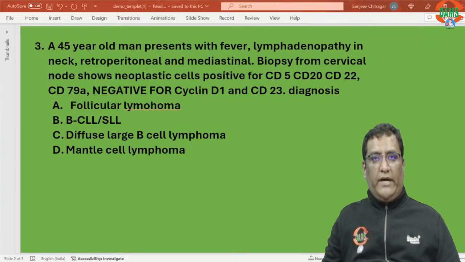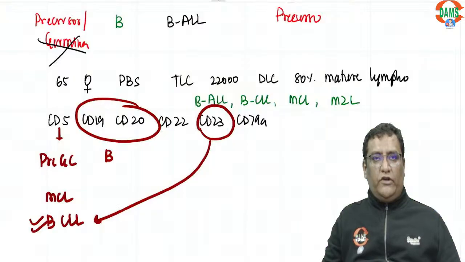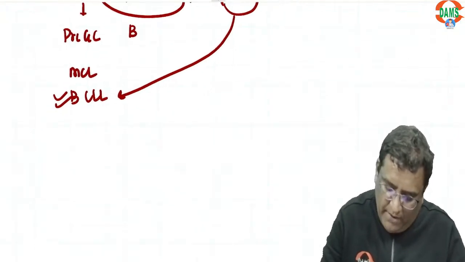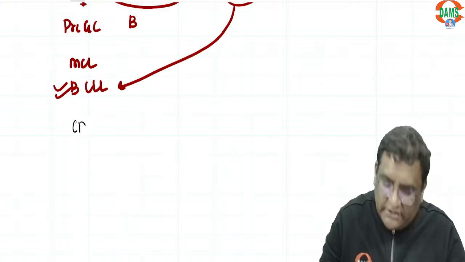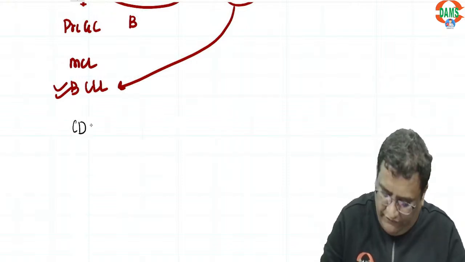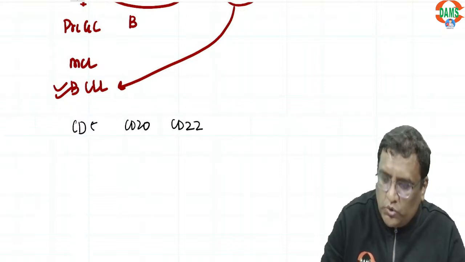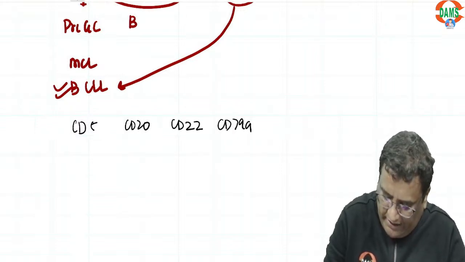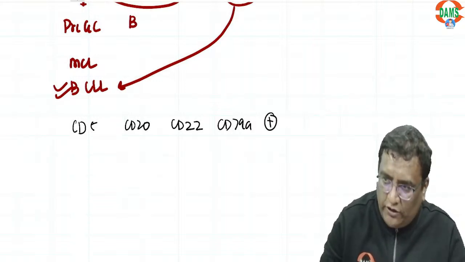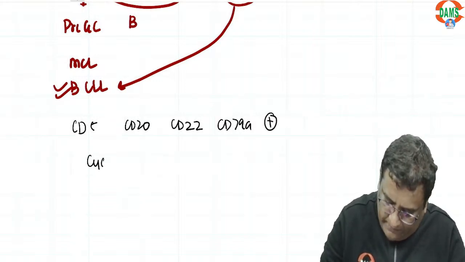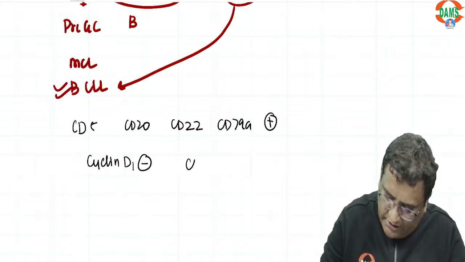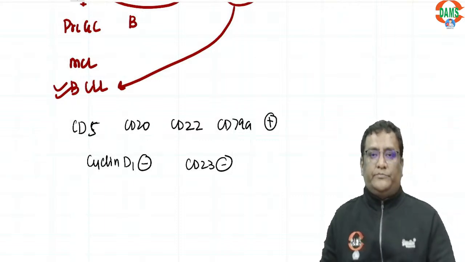Okay, let me write down the markers again for you guys so that we'll be able to understand it easily. Markers given to us are what? It is positive for CD5, CD20, CD22, CD79A. These are positive markers. Negative markers are cyclin D1 and CD23. Yes, tell me now, what are you thinking?